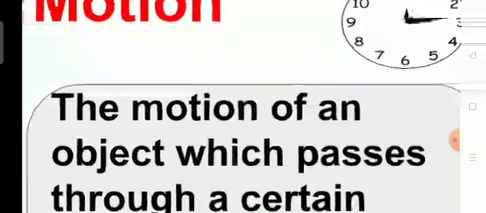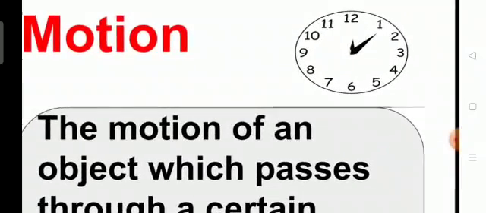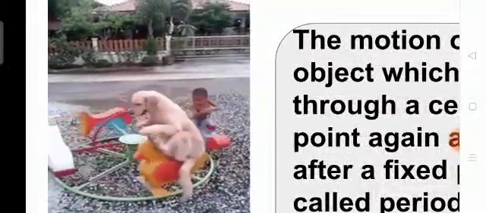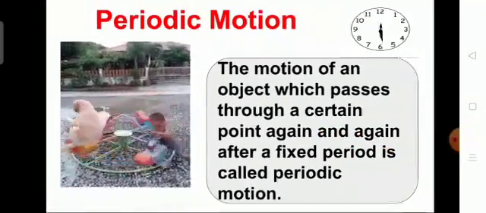Here you can see the motion of hands of a clock. As you can see, the minute hand of a clock completes one round in exactly 60 minutes every time. So this is an example of periodic motion. Similarly, a merry-go-round also completes every round in the same period of time. So these are the examples of periodic motion.